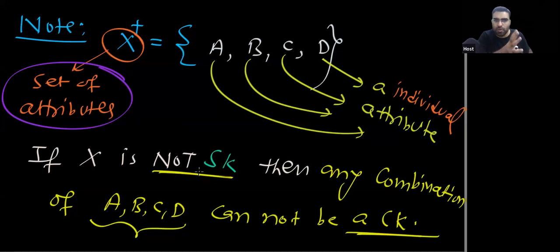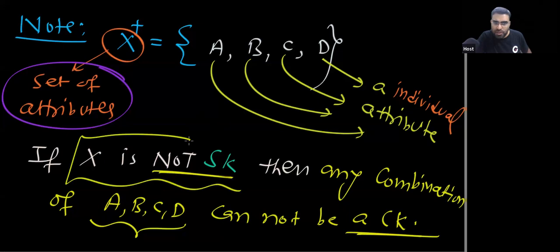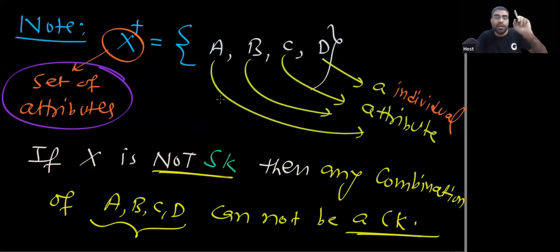Okay, so I should say super key. Let me correct myself. This should be super key. Now this statement, did you understand that? If X is not a super key, what does it mean? First, you tell me what this means. X is not a super key. This means X cannot determine everyone.